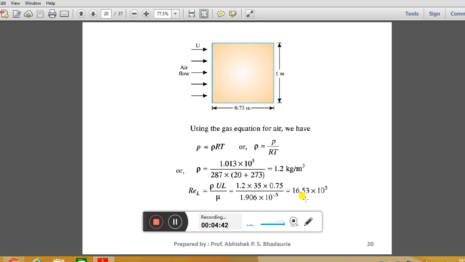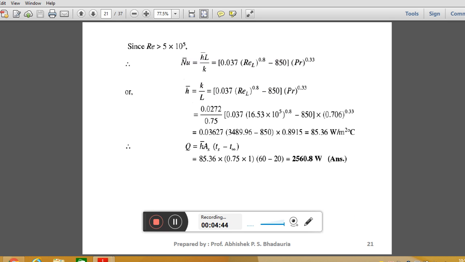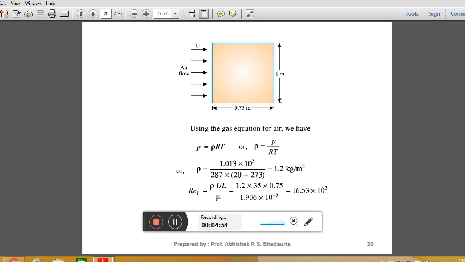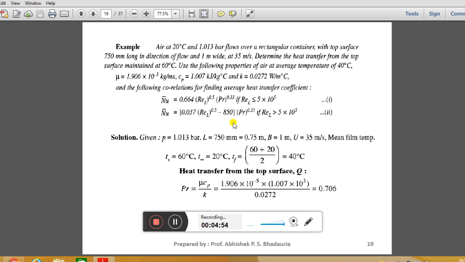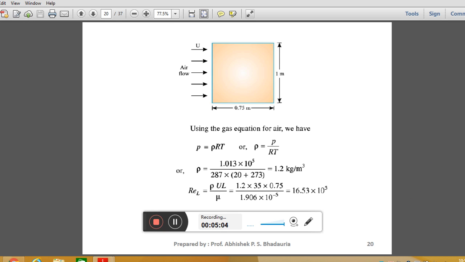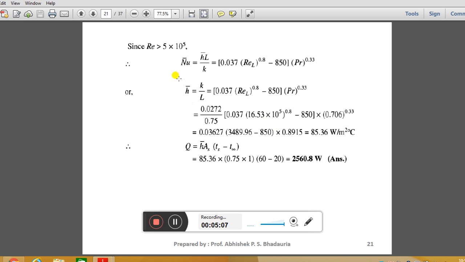Now we can say this value is greater than 5 into 10 to the power 5. If it is greater than 5 into 10 to the power 5, that means the second correlation will be applicable for solving this problem. Now we will use this second correlation. By applying this correlation we can easily calculate Nusselt number. Now Nusselt number is equal to hL divided by k.